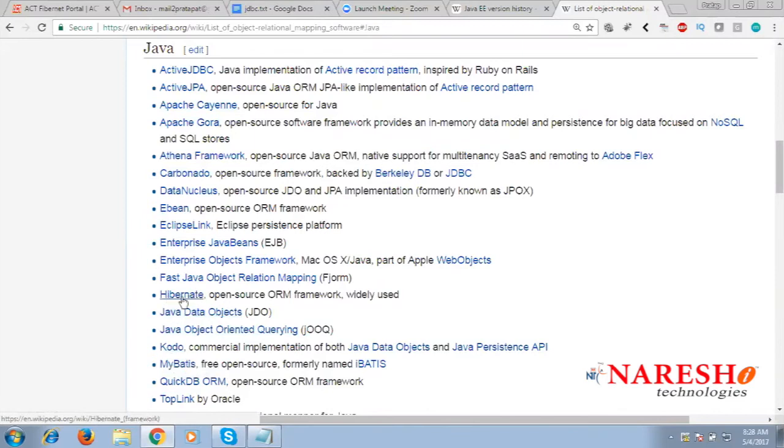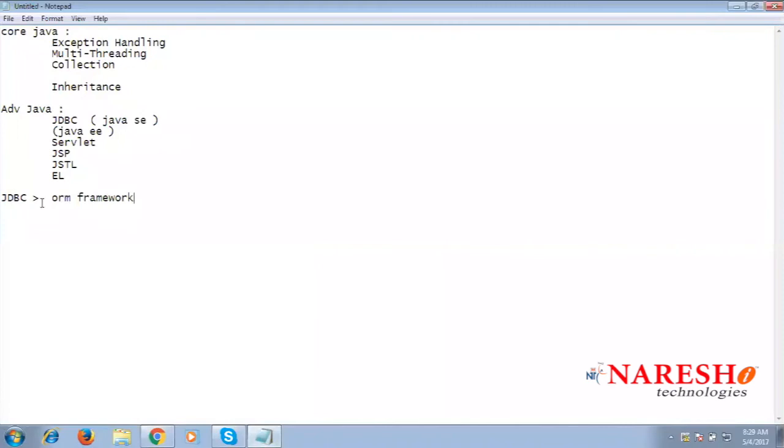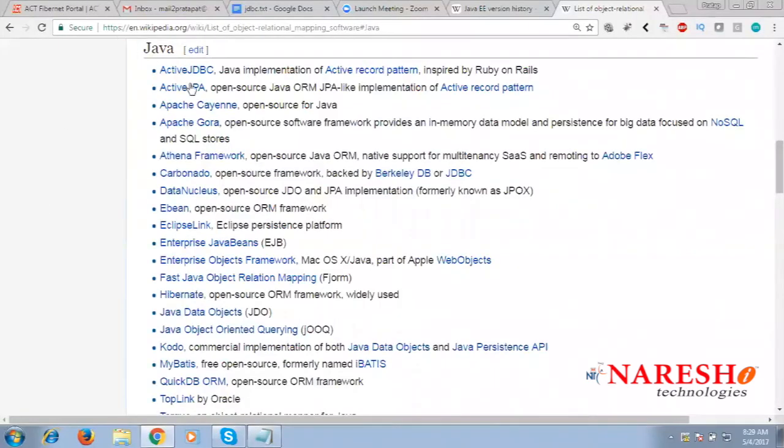So you might know about Spring Hibernate, and people think that Hibernate is the only ORM in the Java platform. But you can find here a huge list. I can guarantee that all these ORM frameworks are built on top of JDBC, meaning underneath they work with JDBC only. So you can understand that your learning of JDBC provides a platform for all these technologies, like ActiveJDBC, ActiveJPA, possibly Hibernate is the very popular one, and along with that JDO is very popular, and MyBatis is very popular, TopLink is very popular.